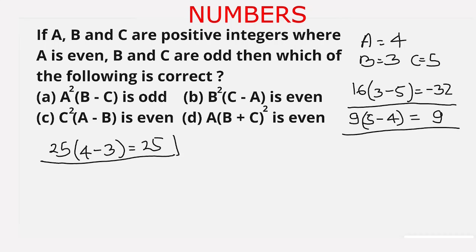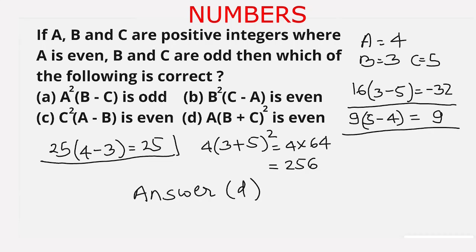Now D. A is 4 into B is 3 plus C is 5 whole square. This is 8. The square of 8 is 64. And 4 multiplied by 64 is 256. And 256 is even. Hence, our answer is option D. That is, option D is correct. This way we can solve it by example as well as I had already explained by concepts.